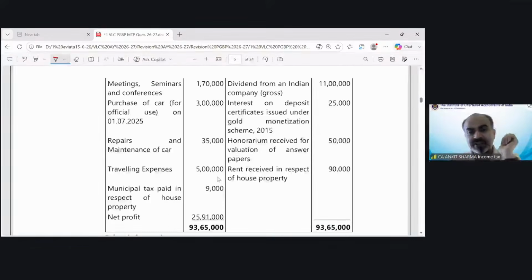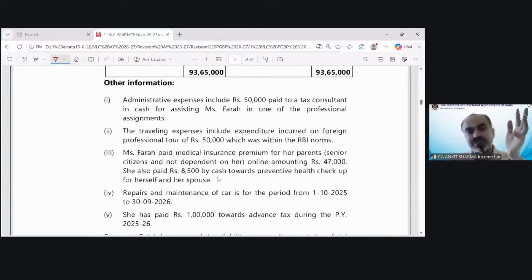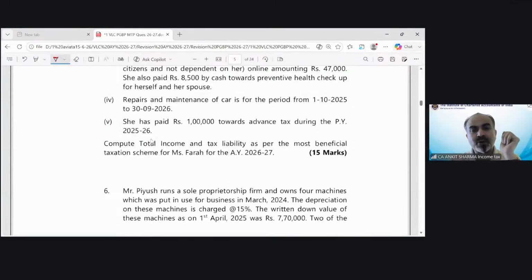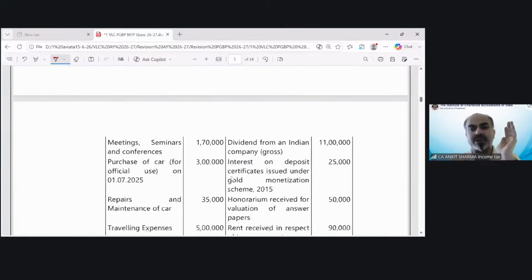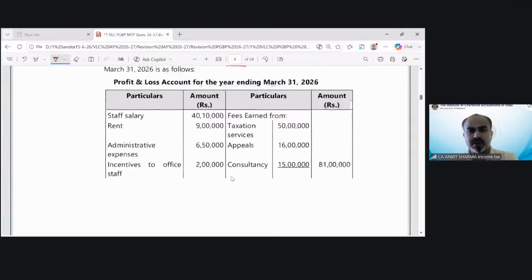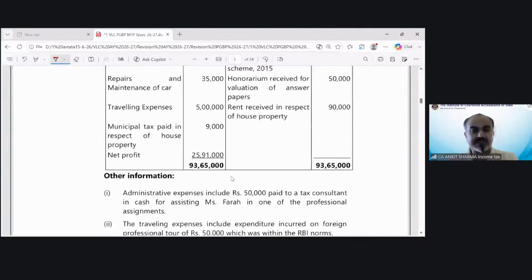All the information has been given and you can see it's a big question. Compute the total income and tax liability as per the most beneficial regime. So what we will do, we will solve the PGBP part under both the regimes. We will take the net profit, which is 25,91,000. First of all, always solve as per the default tax regime. So 25,91,000.